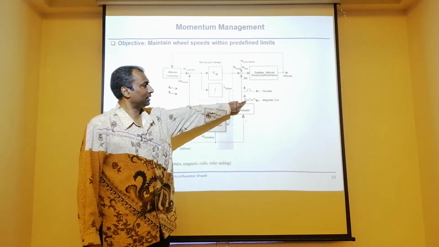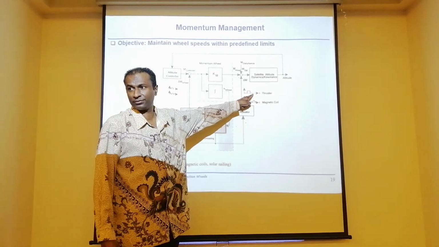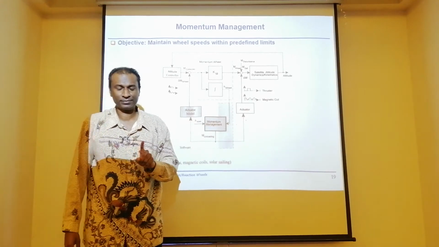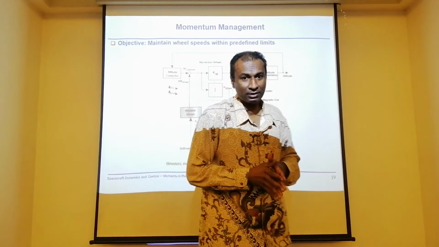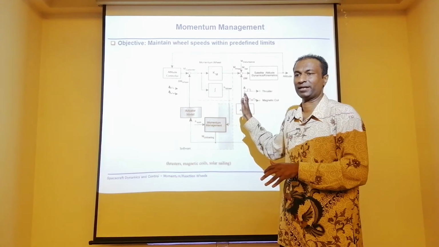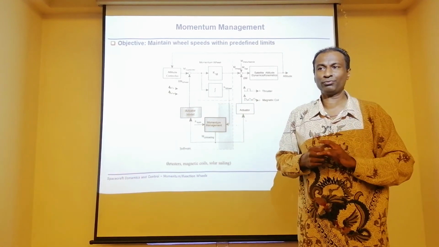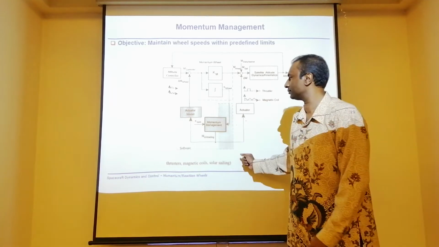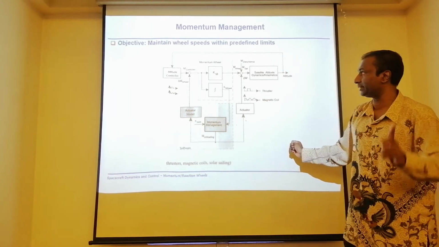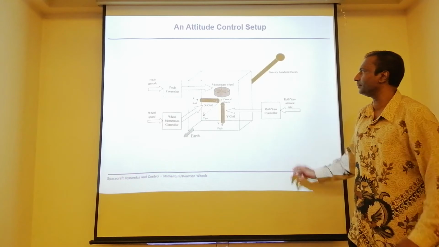Again, another option is you can always use thrusters, but they are expensive. It is best to use magnetic torquers. Keep thrusters for orbit control. Then the satellite can live longer.